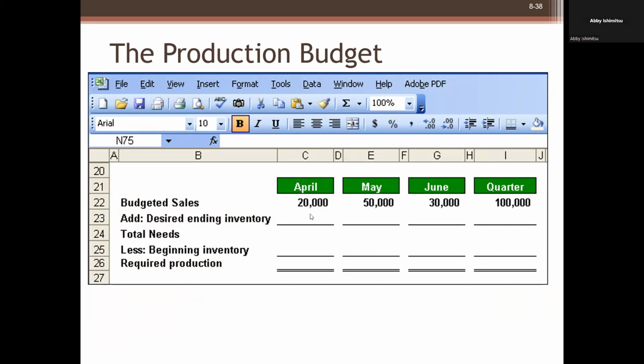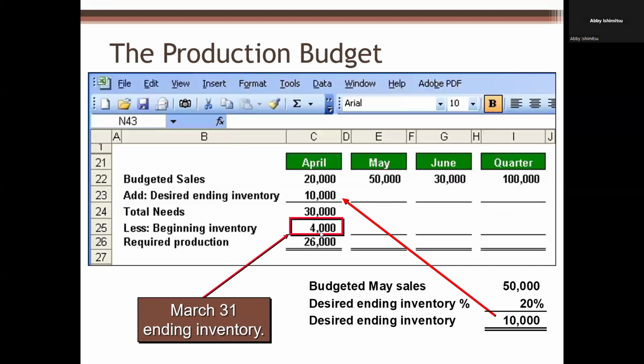Desired ending inventory for April is going to be 20% of May sales. So that's going to be 10,000 units. Okay. So now we're going to come out to 30,000 units. That's our total needs, but we have to subtract our beginning inventory because we already had some on hand. So our actual production for May is 26,000. Okay. And that beginning inventory is from the previous month's ending inventory.